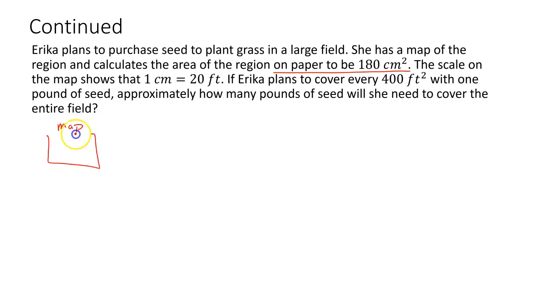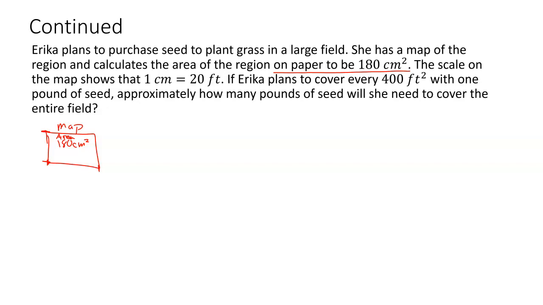It's a map. The area of that map is 180 centimeters squared, which means she measured the length and the width with a ruler, multiplied them together, we got the area. Does that make sense? Follow me so far? Okay, so we have the area on the map.